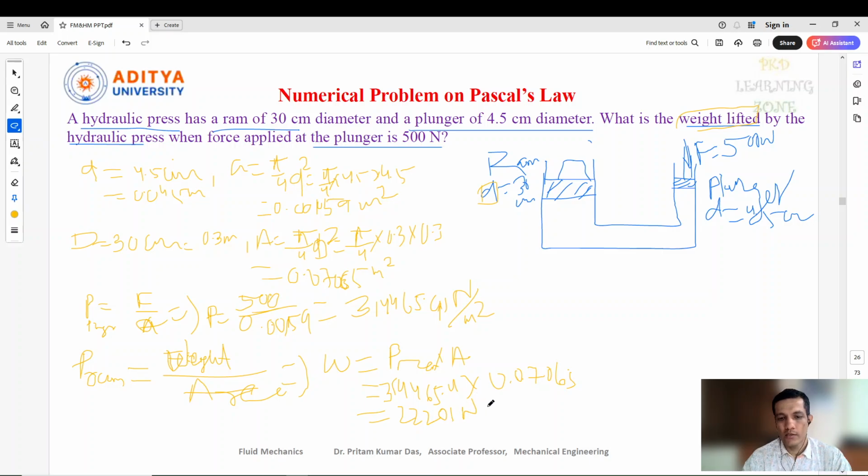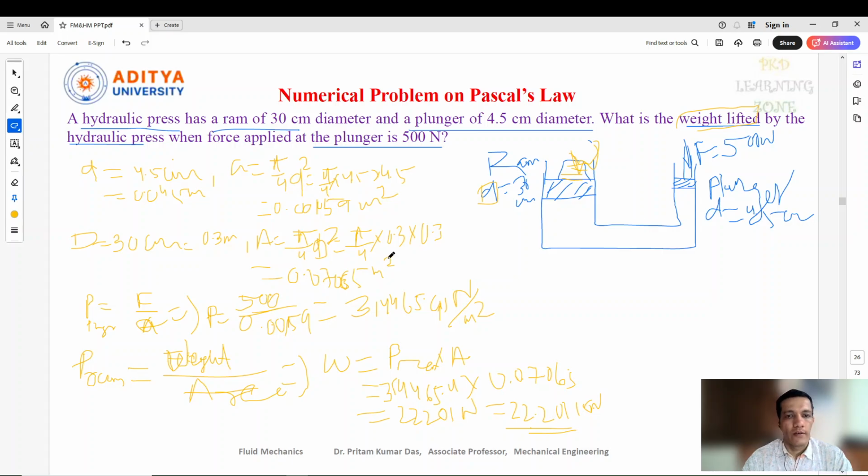22201, this is Newton, or equal to, you can write 22.210 kilonewton. So that much weight is going to be lifted at this point due to the impact of force which is applied at the other end. Okay, so this is the answer.